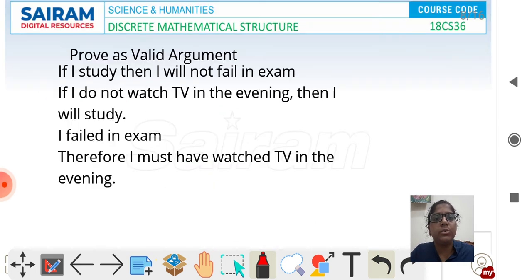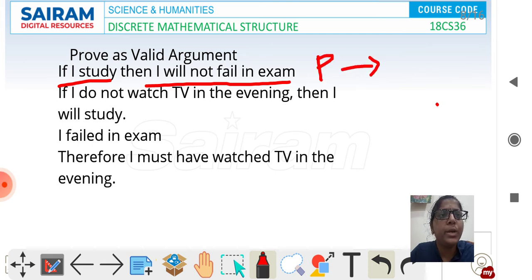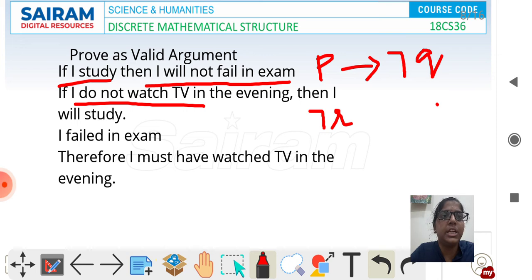Clear? So next one, here one argument is given. If I study, then I will not fail in exam. If means it is an implication statement. So P implies not, that means negation Q. Fail in exam is another statement, so you can name it as Q. If I do not watch TV in the evening, here also it is a negation statement, so you can name it as negation R. Then I will study, and study already came as P, right? So it is negation R implies P.